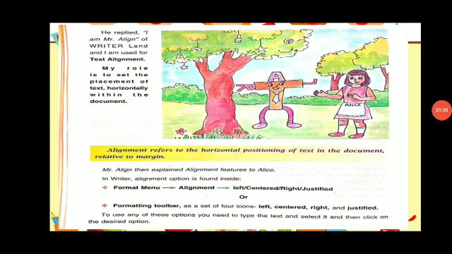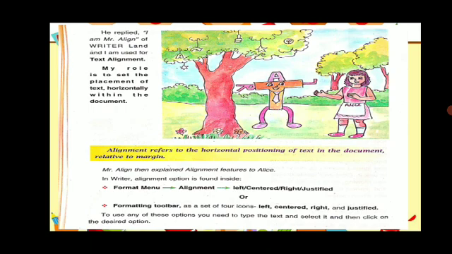He replied, "I am Mr. Align of Writerland, and I am used for text alignment. My role is to set the placement of text horizontally within the document." But did you know? Alignment refers to the horizontal position of text in the document relative to the margin. Mr. Align then explained the alignment features in Writer to Alice.